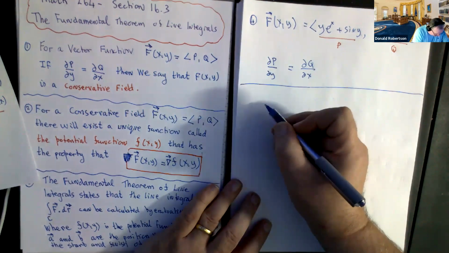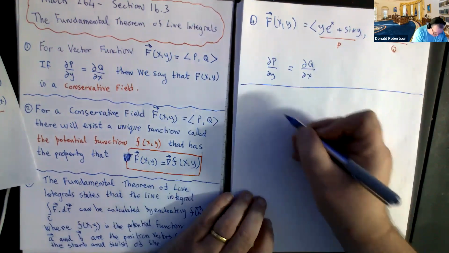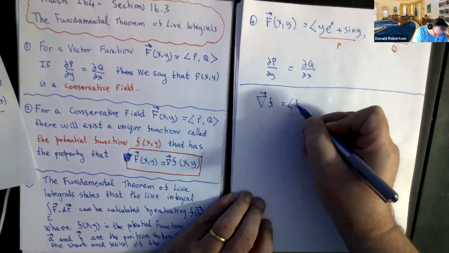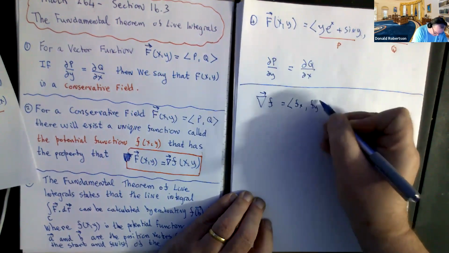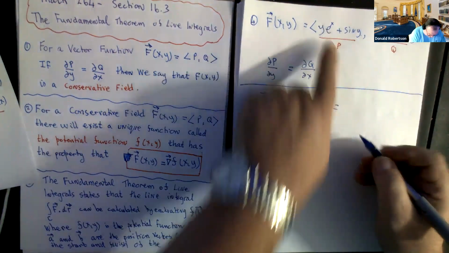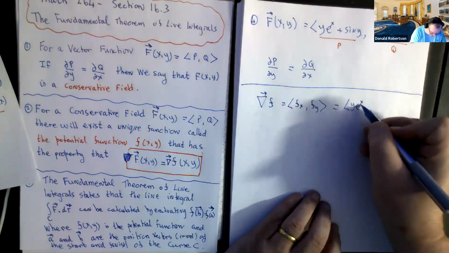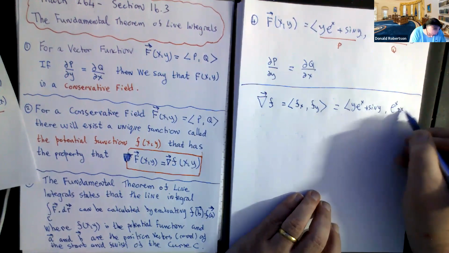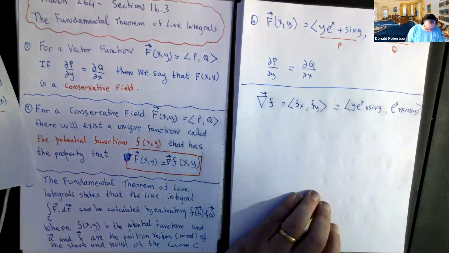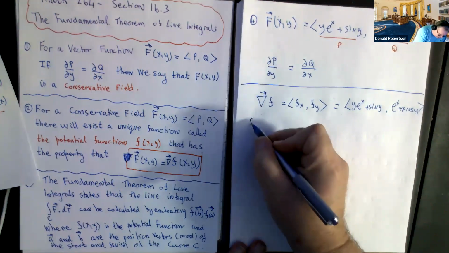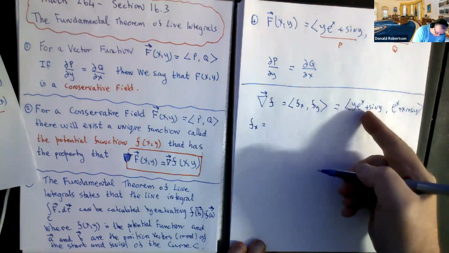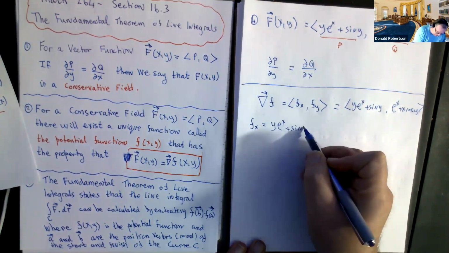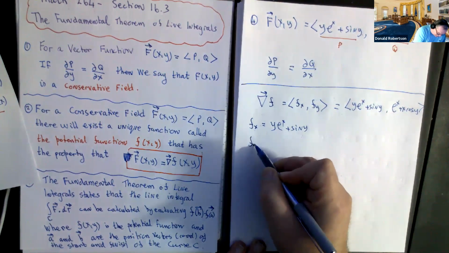So we now know by using this that the gradient of the potential function f, which is the partial derivative with respect to x and y of f, should equal y e to the x plus sine y, e to the x plus x cosine y. Well, that means that this has to equal the first one. And this must be the second partial derivative.